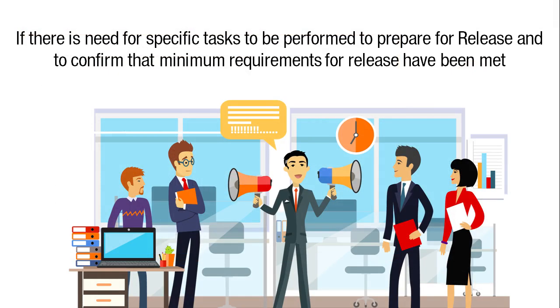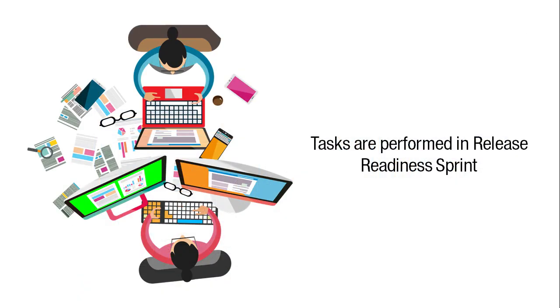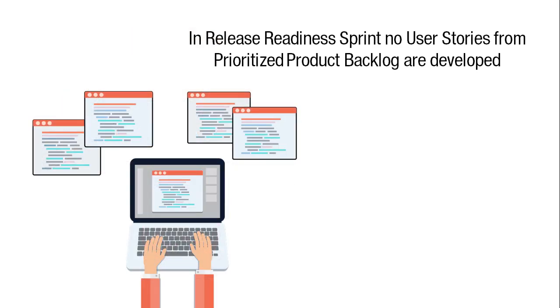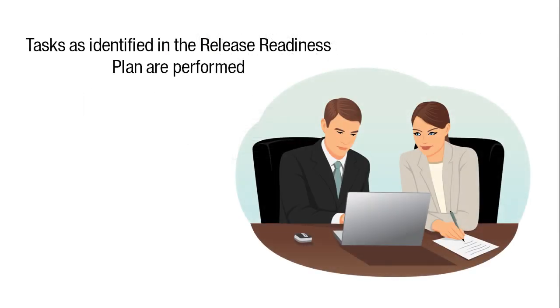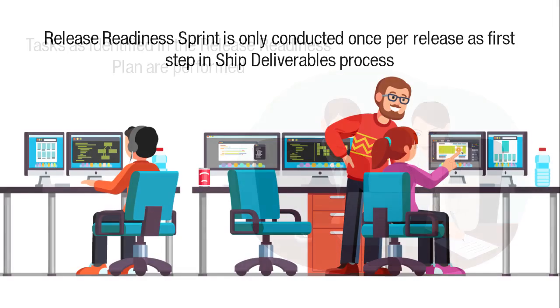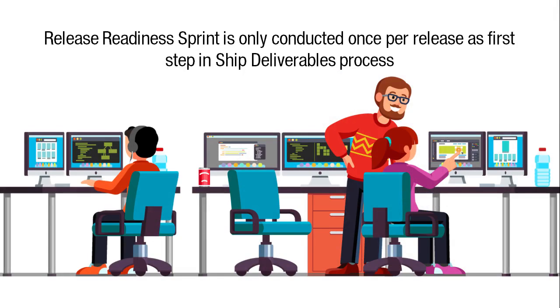If there is a need for specific tasks to be performed to prepare for a release and to confirm that the minimum requirements for a release have been met, these tasks are performed in a Release Readiness Sprint. In a Release Readiness Sprint, no user stories from the prioritized product backlog are developed. Instead, the tasks as identified in the Release Readiness Plan are performed. A Release Readiness Sprint is only conducted once per release as the first step in the ship deliverables process.